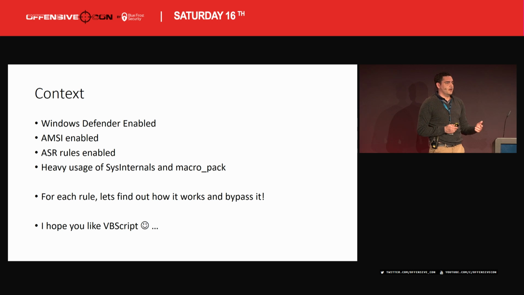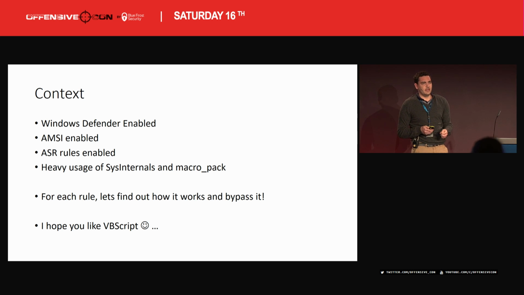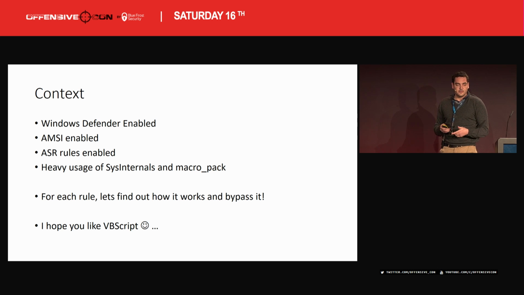The context of my study was Windows Defender with AMSI, and sometimes I also had to struggle to bypass AMSI with ASR rules, and I made heavy usage of Sysinternals and MacroPack. Now, for a set of rules, I will show you how they work and how to bypass them. I hope you have nothing against VBScript, because that's the language that MacroPack generates, but I think it's pretty easy if you want to translate the examples to PowerShell or JavaScript.